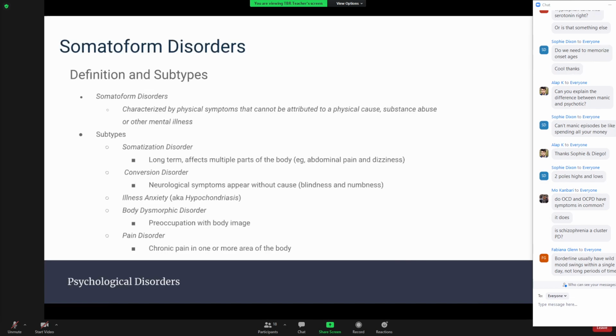And there are some subtypes that you have to remember for these. The first one is somatization disorder. These are long-term symptoms that affect multiple parts of the body. The other one that's kind of similar is conversion disorder, except that conversion disorders focus specifically on neurological symptoms, especially the sensory organs, the things responsible for perception. In the example, it's blindness and numbness, experiencing these perceptual symptoms without knowing the cause. There's illness anxiety, also known as hypochondriasis, which is what we think about when we call somebody a hypochondriac.